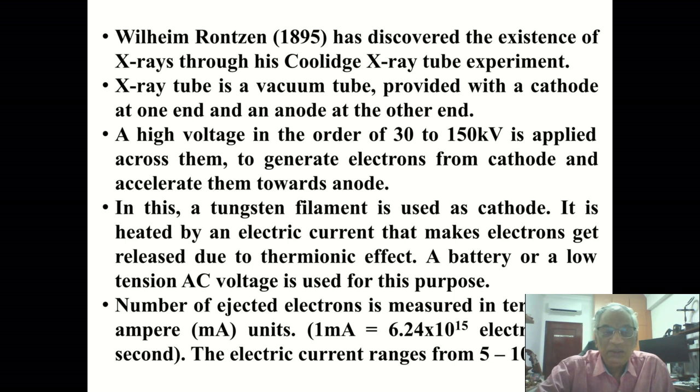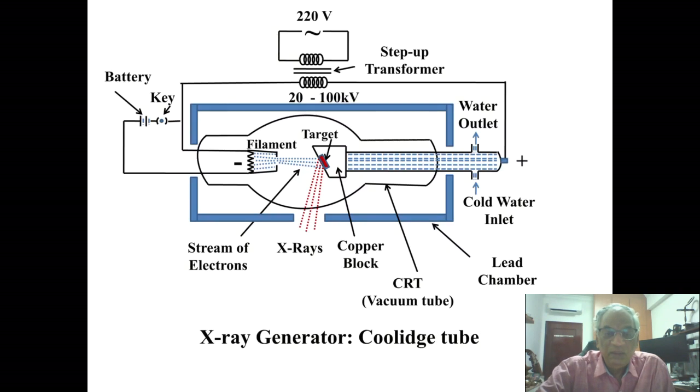In this, a tungsten filament is used as a cathode and it is heated by an electric current, which makes electrons get released from the filament due to the thermionic effect, that is, due to heating. A battery and a low tension AC voltage are used for this purpose. The number of ejected electrons is measured in terms of milliamperes, that is, the current generated. 1 milliampere is roughly 6.24 into 10^15 electrons generated in a second. The electric current ranges from 5 to 100 milliamperes in the vacuum tube.